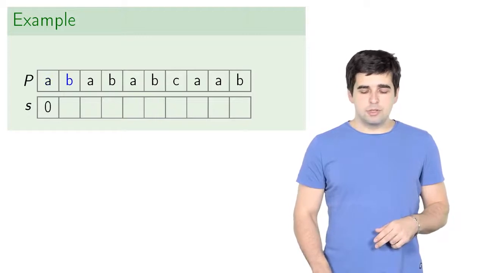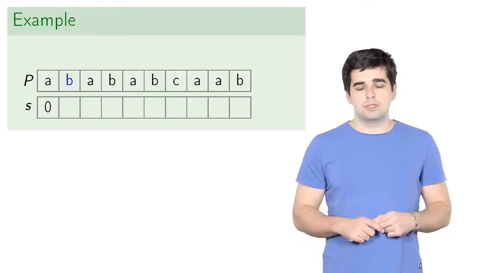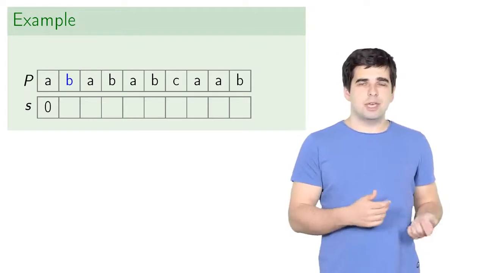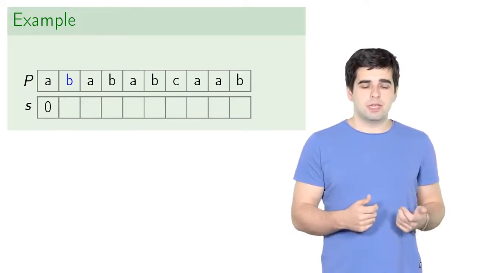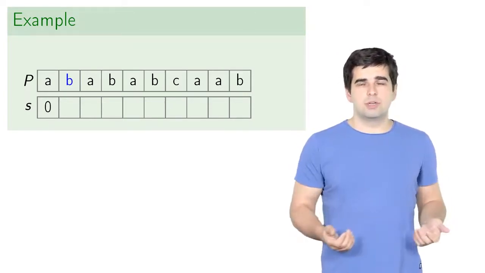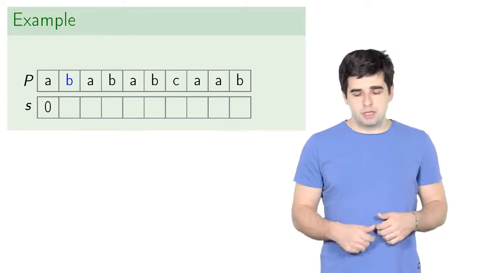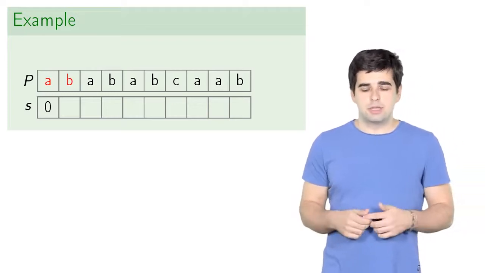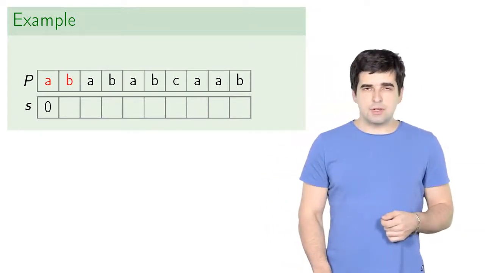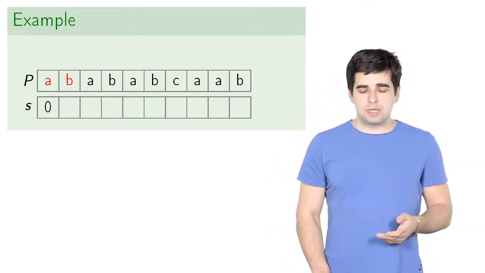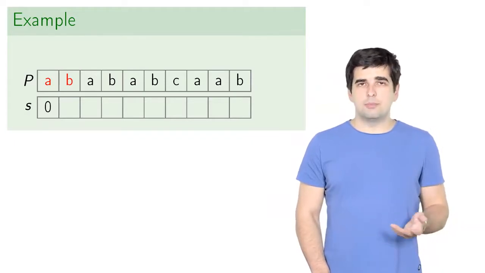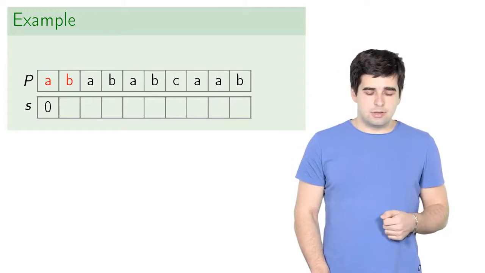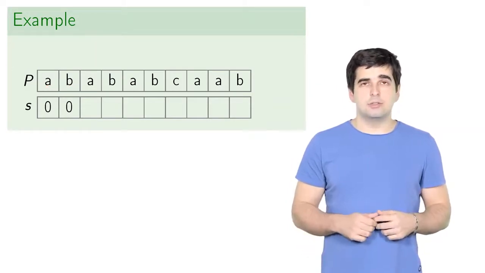Then we move on to the character in position 1, which is b, and we compare it with the next character after the end of the previous border. But the end of the previous border was before the pattern p starts, so the next character is a, and we compare a with b, they're different. And so the value of the prefix function is again 0, because we cannot take a border of the empty border.